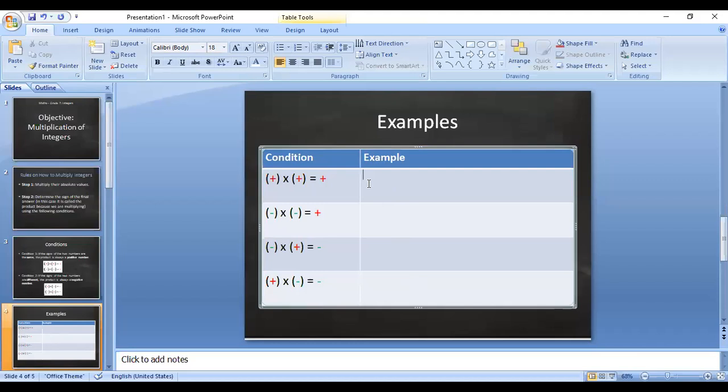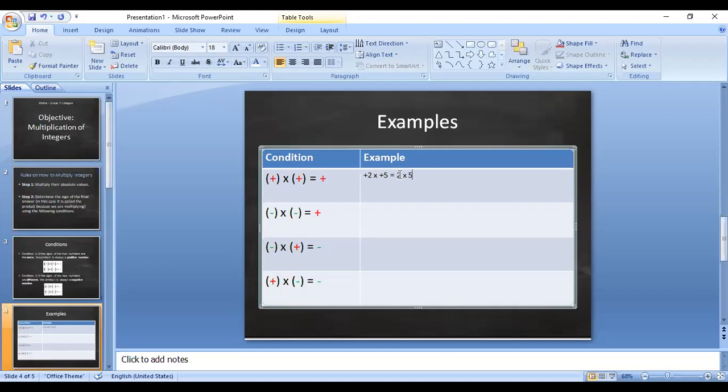So we have, according to this condition, plus 2 multiply by plus 5, equal to question mark. Okay, so let's recall the steps. Plus 2 multiply by plus 5. This can also be written as 2 multiply by 5.